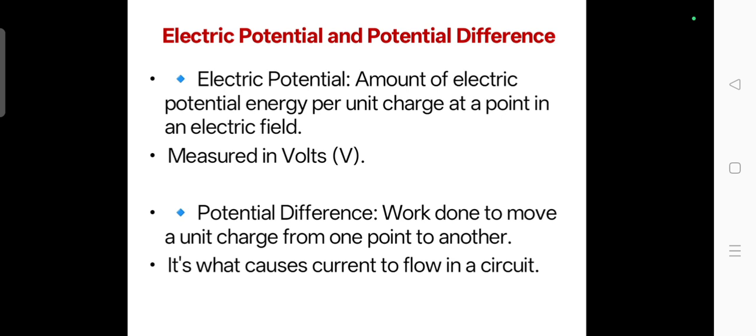So this is all about today's session. In the next session, we'll discuss the difference between AC and DC supply.